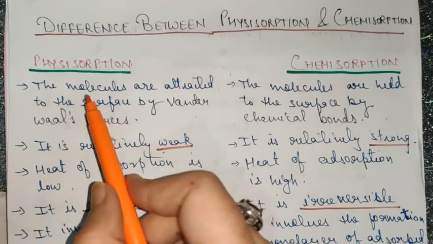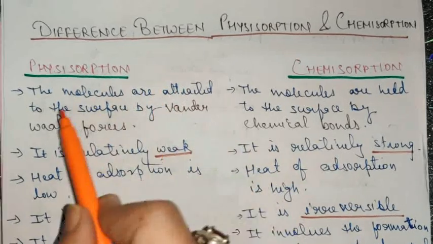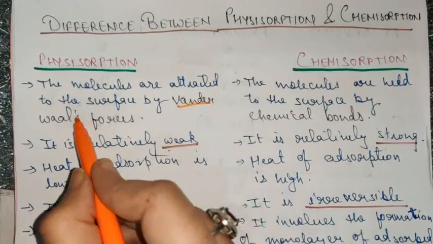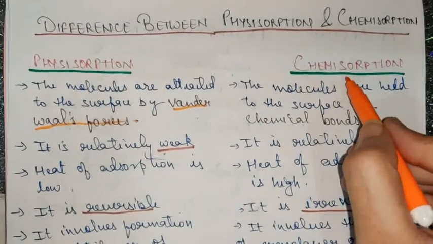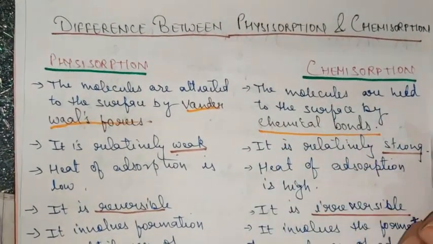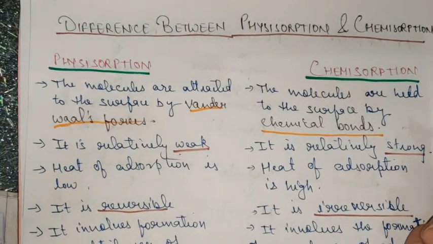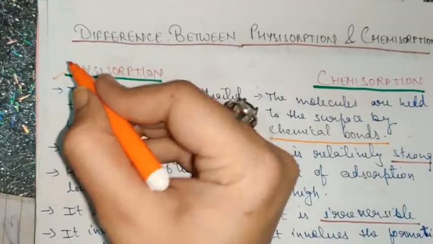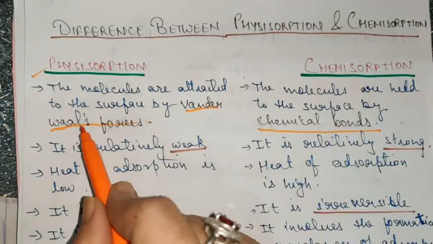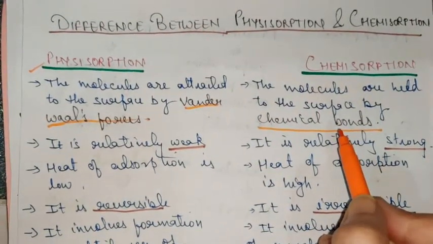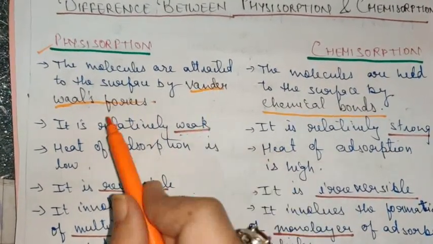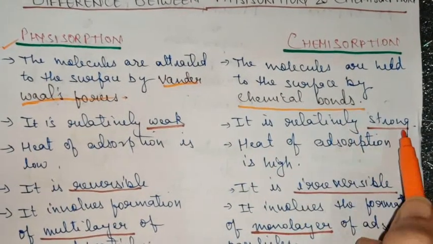Now let us move on to the first difference. In physisorption, the molecules are attracted to the surface by van der Waals forces, which are weak forces. And in chemisorption, the molecules are held to the surface by chemical bonds, which are very strong bonds. So the first difference is this. Children, mark this important, because you get this in your board. In physisorption, the molecules are attracted by van der Waals forces, and in chemisorption actual chemical bonding occurs. You all know van der Waals forces are very weak in nature, and chemical bonding is relatively strong.